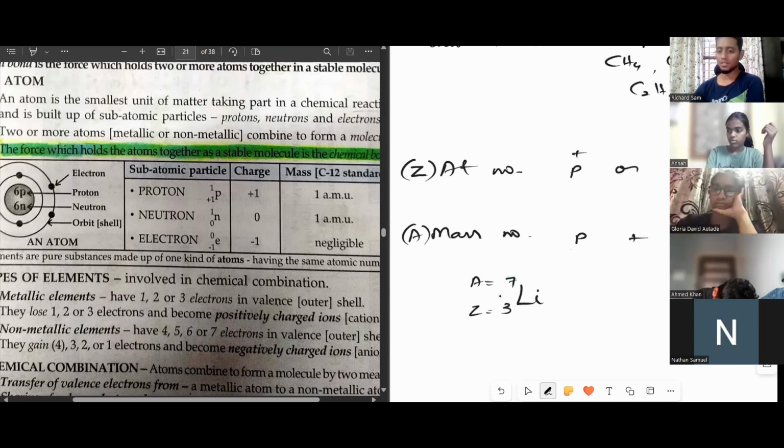Tell me how many electrons, how many protons, and how many neutrons are there for lithium? How many electrons? 3. The atomic number is the number of electrons, right? So 3 electrons. Also, atomic number is the number of protons, so there will also be 3 protons. What about neutrons? 4 neutrons. How did we get 4?